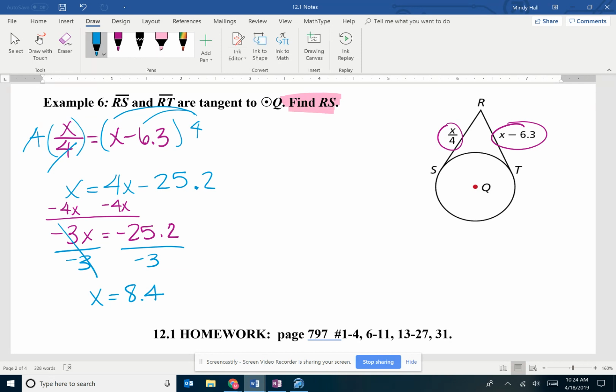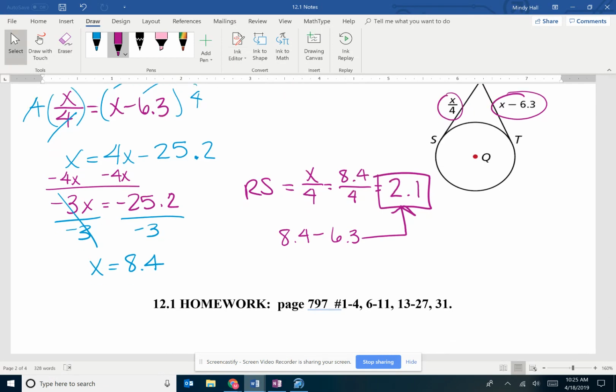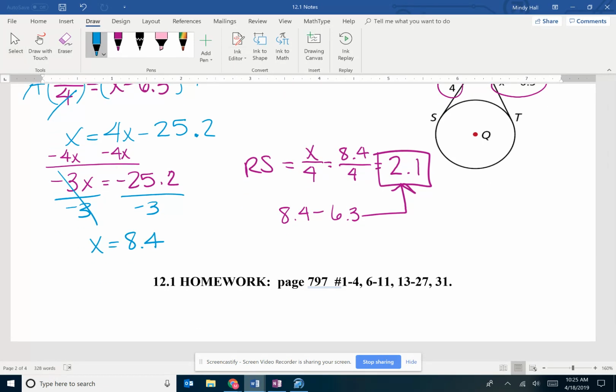But before you all do your happy dance, remember, we're looking for RS. So we're going to have to plug in this 8.4 into RS. And RS equals x over 4, which means it's 8.4 divided by 4, which ends up being 2.1. And if you had chosen to plug it into RT and done 8.4 minus 6.3, you would still get 2.1, so it won't matter. Your homework is in the book again, but just a quick note with numbers 26 and number 27.